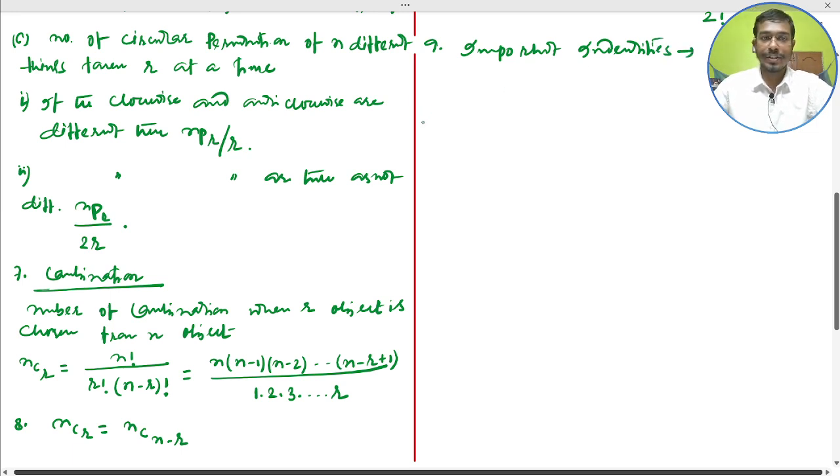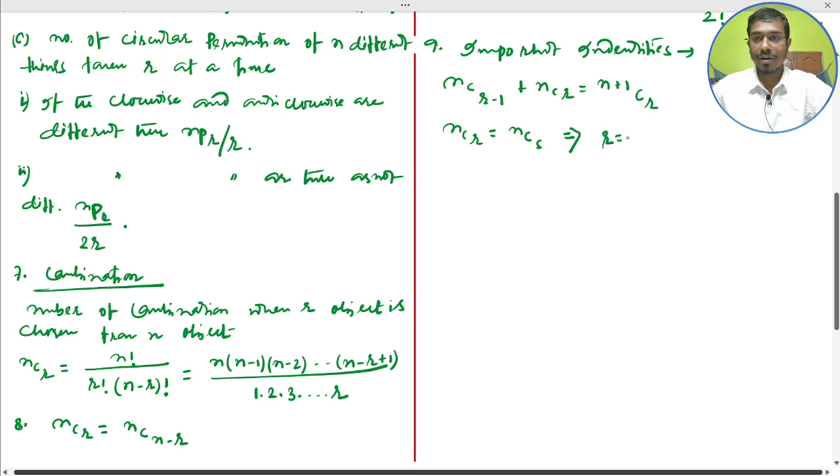So, important identities first. One: nCr-1 plus nCr is (n+1)Cr. Next, if nCr equals nCs, that implies r equals s, or r plus s is equal to n.